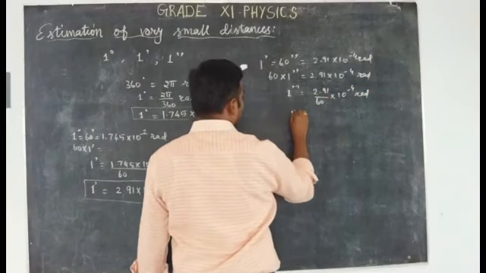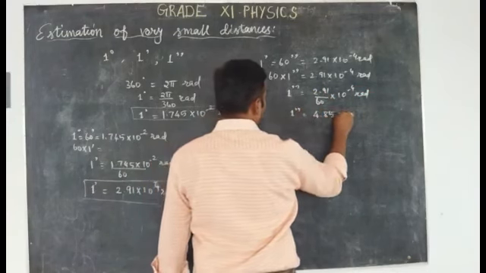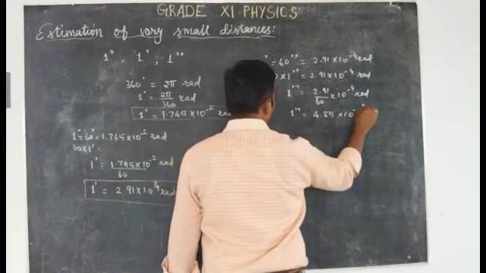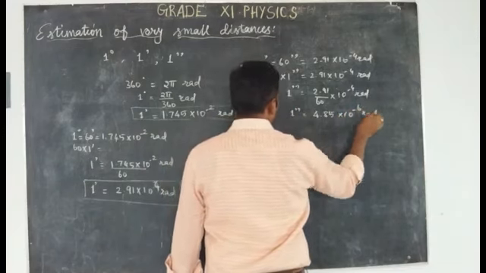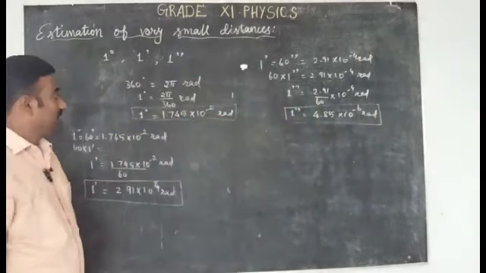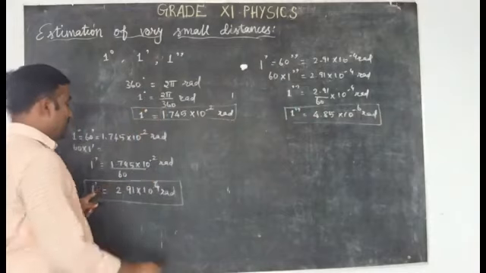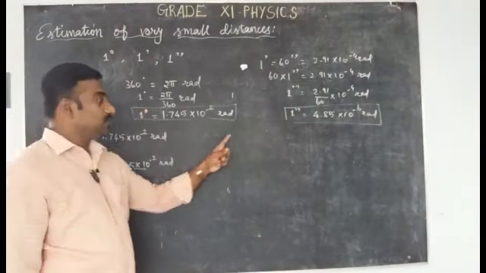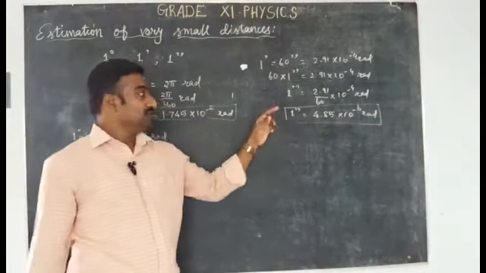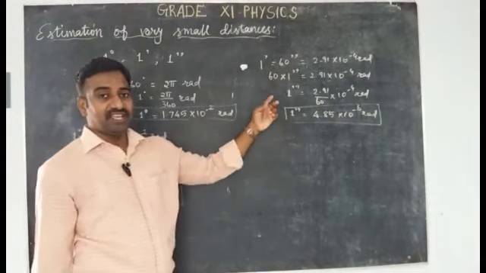After the simplification, the answer is 4.854 into 10 to the power minus 6 radian. So this is the value of 1 arc second. So this is 1 degree, this is 1 arc minute, and this is 1 arc second. Last class this section alone was split, anyhow, once again I repeated.